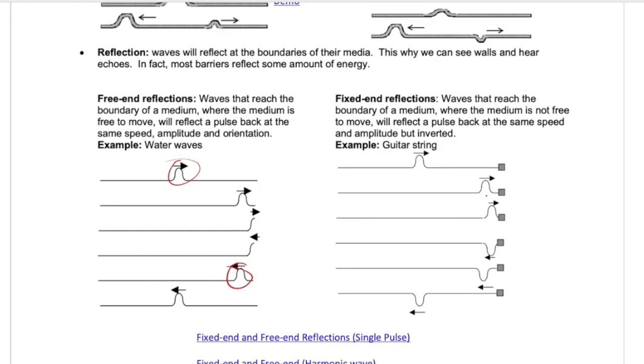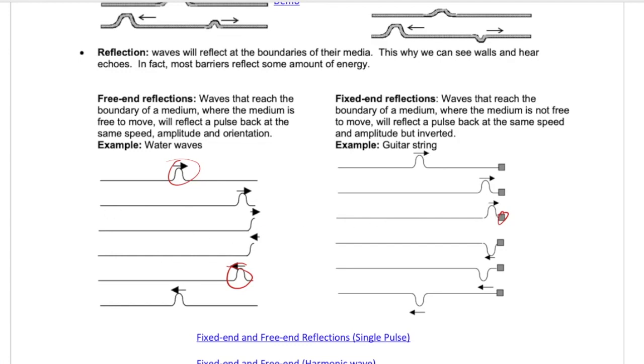Compared to that, with the fixed end reflection, something else is going on here. The medium is not free to move at this point, and the medium itself, in order for a wave to pass through, has to have some type of elasticity. So this is really a conservation of energy situation. In the free end situation, the wave was free to move, so the energy was stored, in terms of a water wave, not as kinetic energy, but as gravitational potential. And then it comes back with the same orientation.